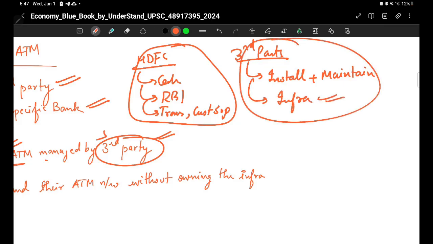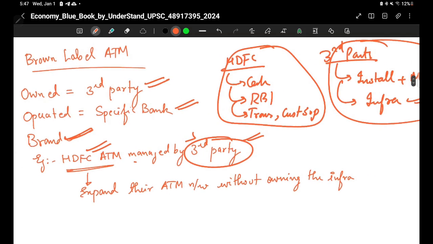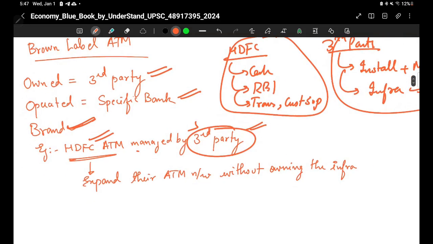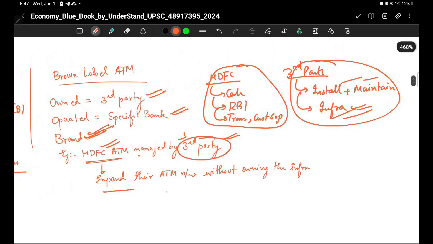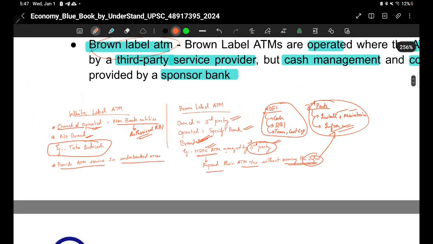Okay, this is an example of brown label ATM. It has a branding of HDFC, but installing, maintenance and all that is done by third party. What is the purpose of this brown label? To expand their ATM network without owning the infrastructure. Infrastructure is owned by third party.